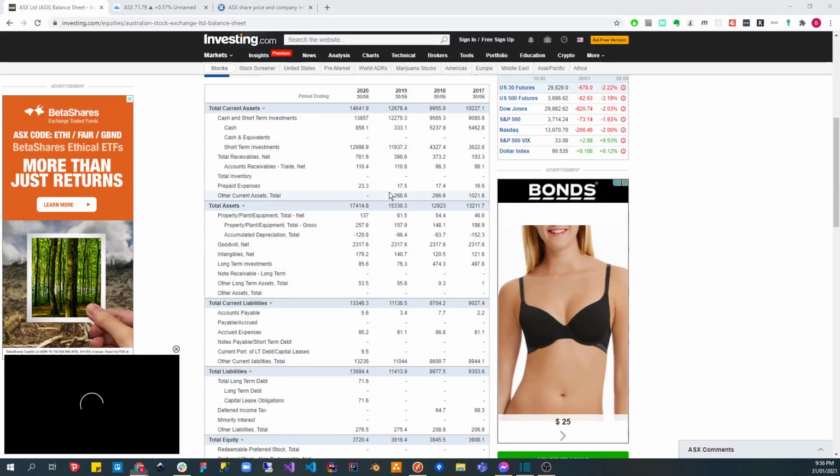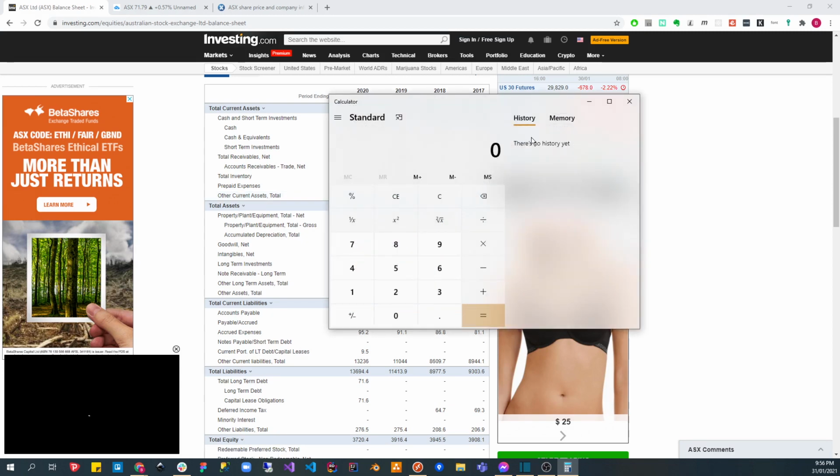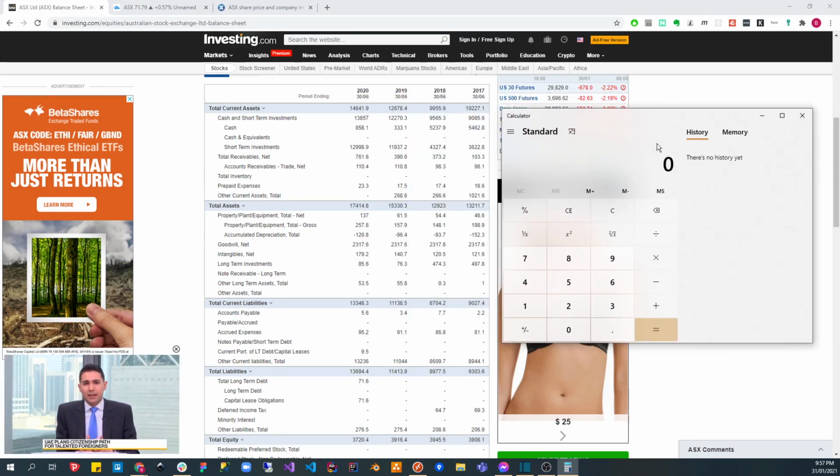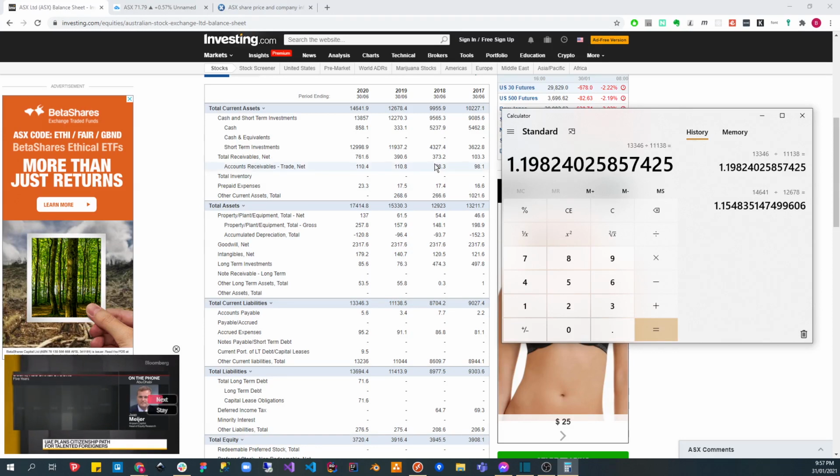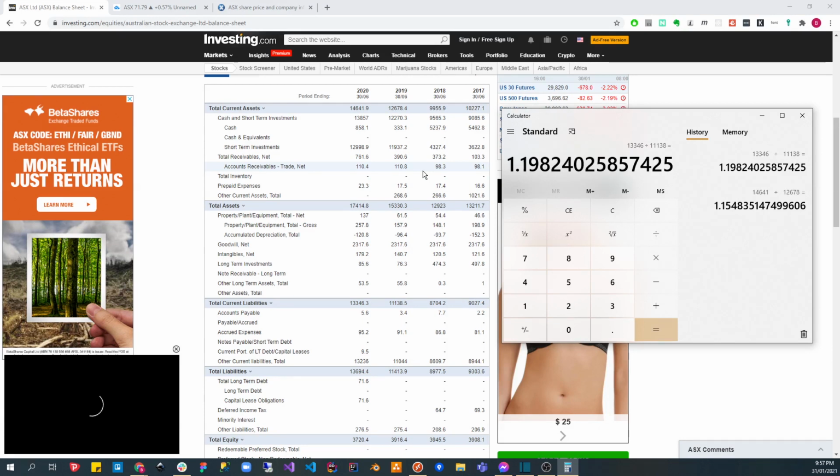Just compare the previous 12 months. So 14,641 divided by 12,678. So that's around 15%. And let's look at total current liabilities. 13,346 divided by 11,138. So liabilities going up at 19%, so higher than the actual current assets. Like I said, you prefer the assets to go up higher.